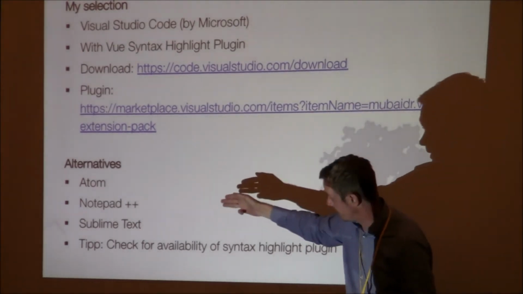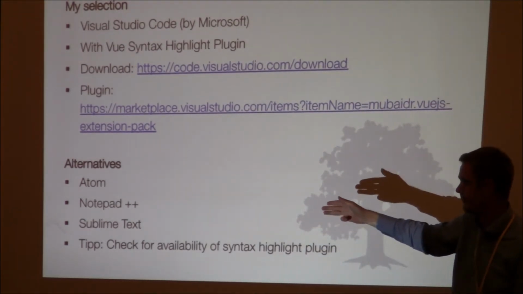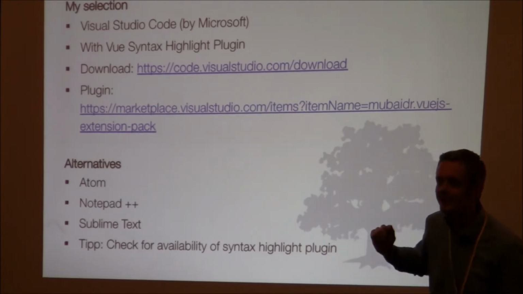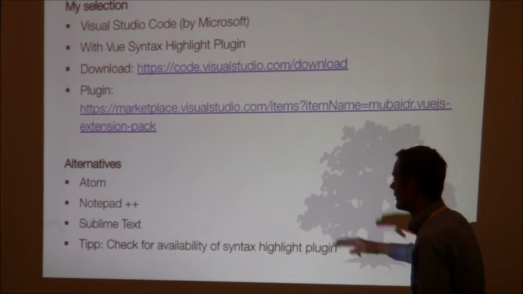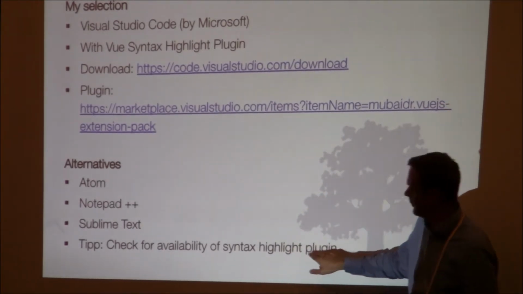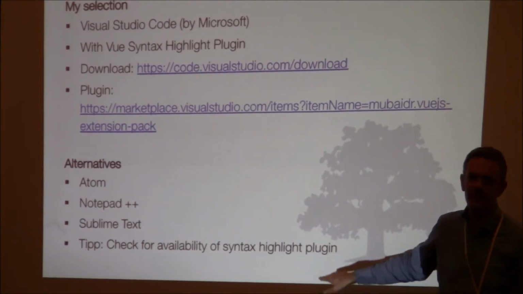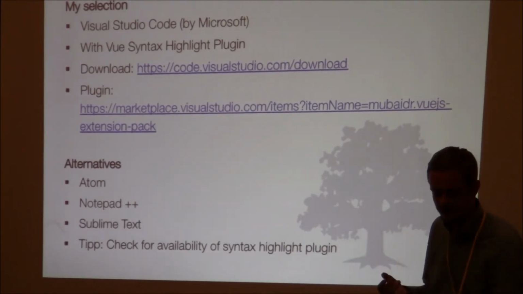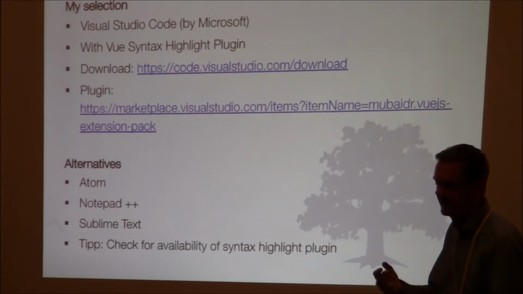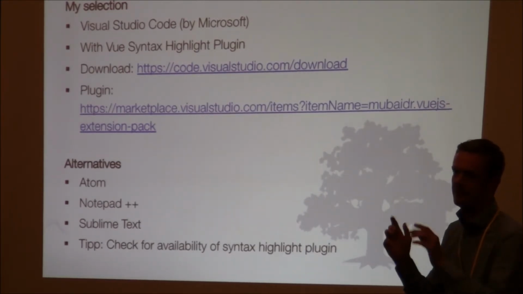Alternatives are Atom, Notepad, Sublime, I don't know. How do you spell it? Sublime. And if you choose one of them, check for the availability of syntax highlighting, because it makes your life so much easier and you don't get in trouble while developing.